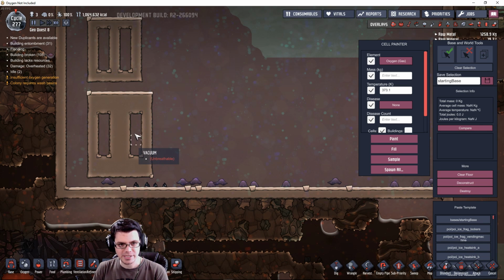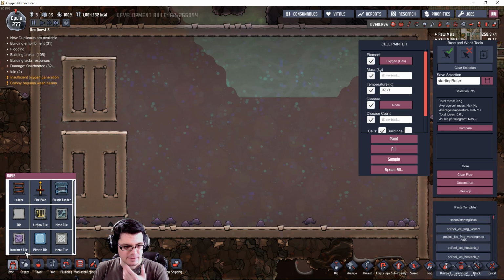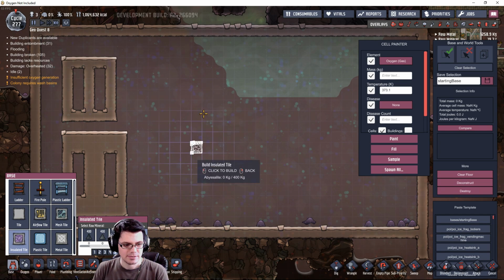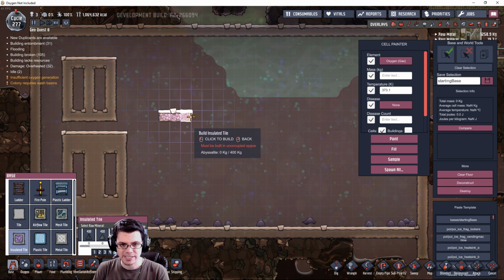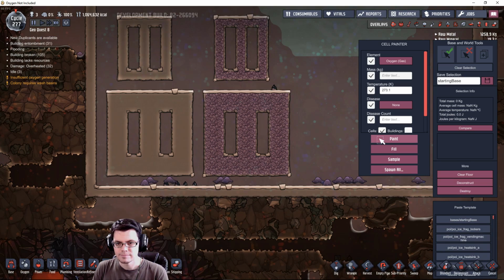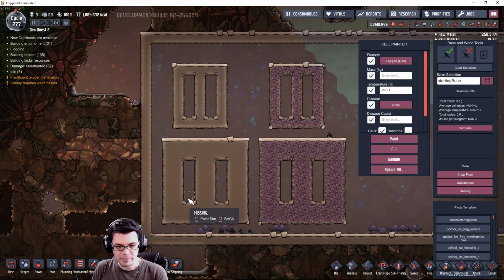Alright, so when I put something hot over here, really what I want to see is that it can't transfer thermal energy from here to there. That's what I'm hoping to see. So we're going to do the exact same thing with insulated abyssalite tiles and see if they respond any different. Alright, so for my cold side, I'm just going to go ahead and use oxygen over here.